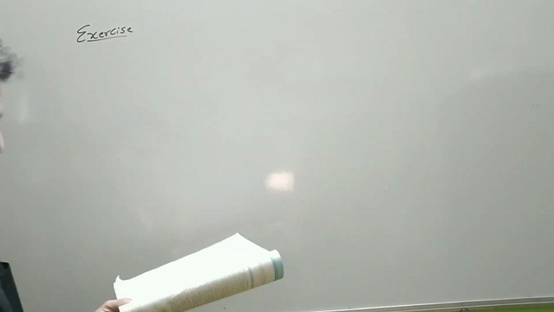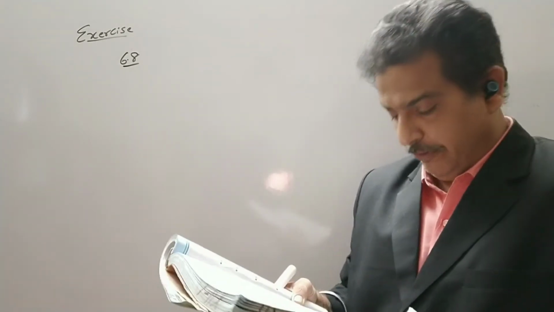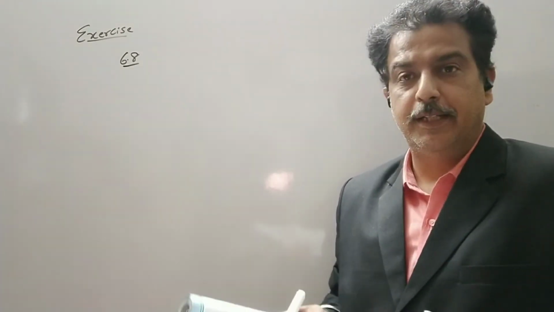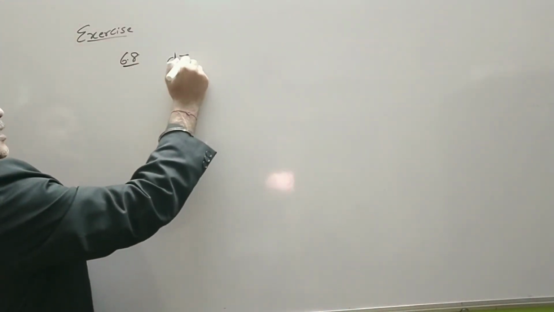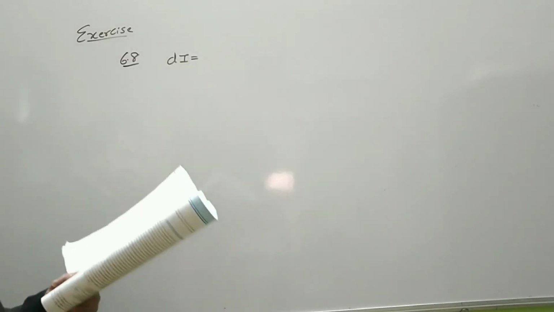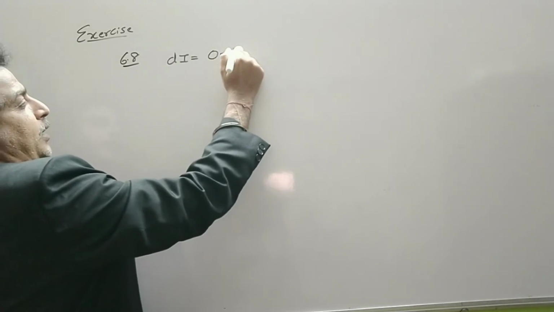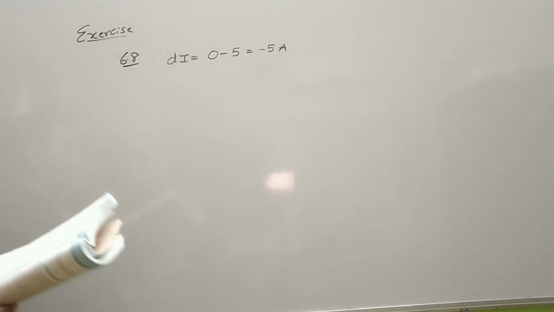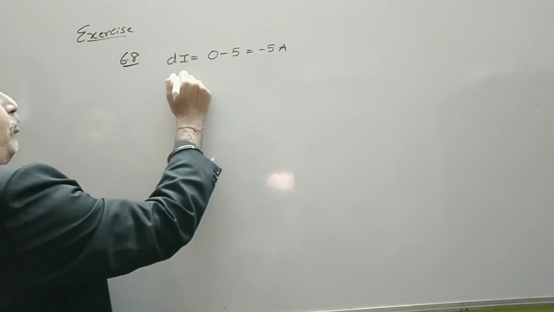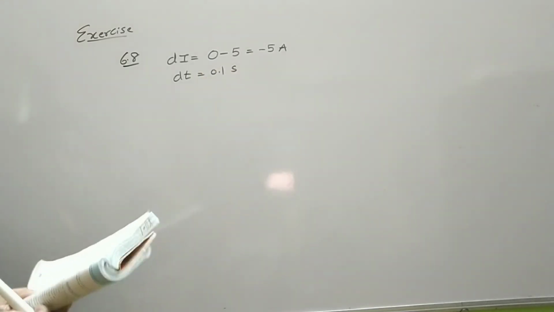Now let us see question number 8. Current in the circuit falls from 5 ampere to 0 ampere in 0.1 second. So again the change in current is given. The current is falling from 5 ampere to 0 ampere. So final minus initial, the decrease in the current or change in current is minus 5 ampere, and this fall takes place in 0.1 second. Again the current is changing, variable.